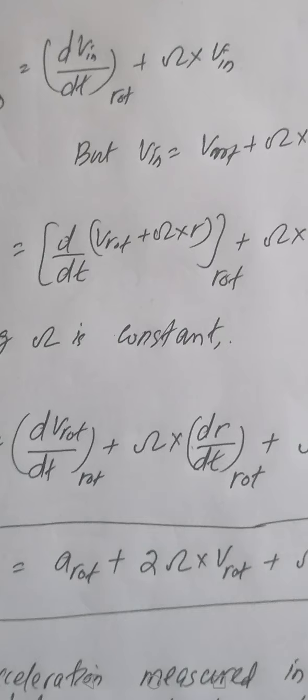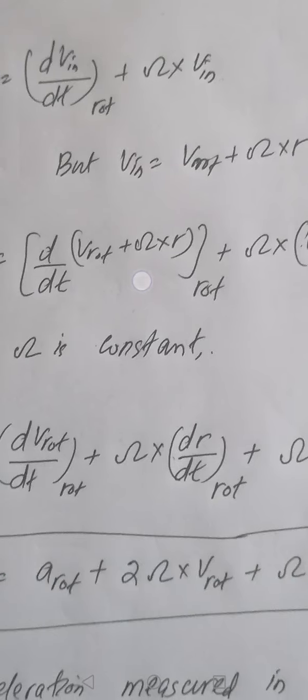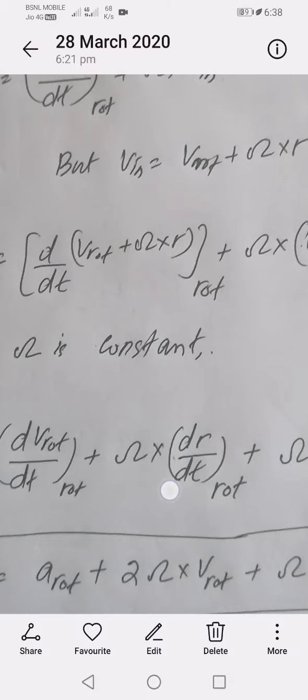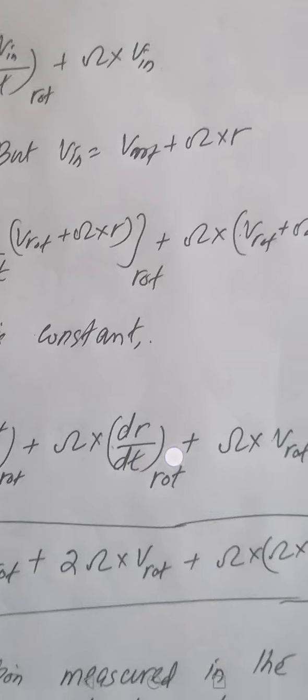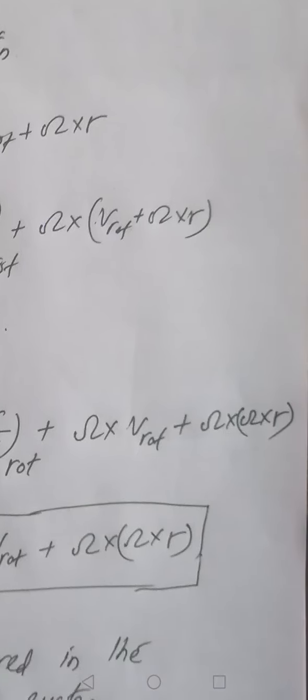omega cross dr by dt plus d omega by dt cross r, but d omega by dt is 0, therefore only the first term exists, that is omega cross d by dt of r rotational plus omega cross v rotational plus omega cross r. But dr by dt rotational is actually v rotational, therefore these two terms become 2 times omega cross v rotational.